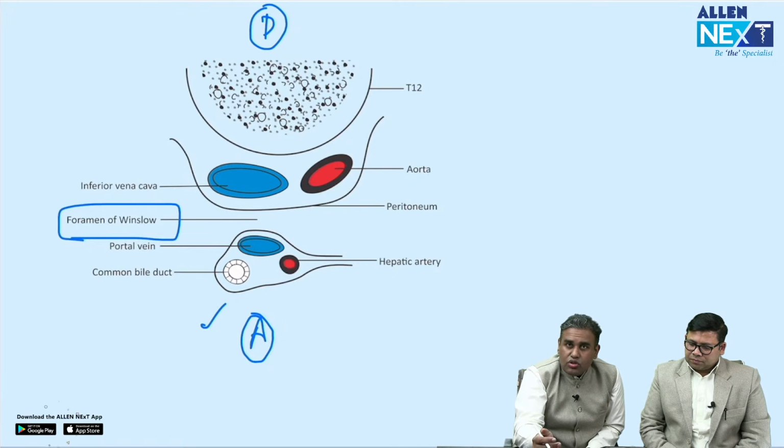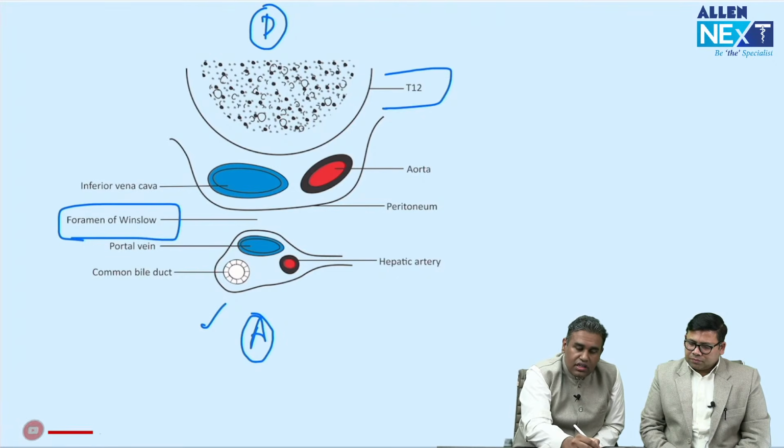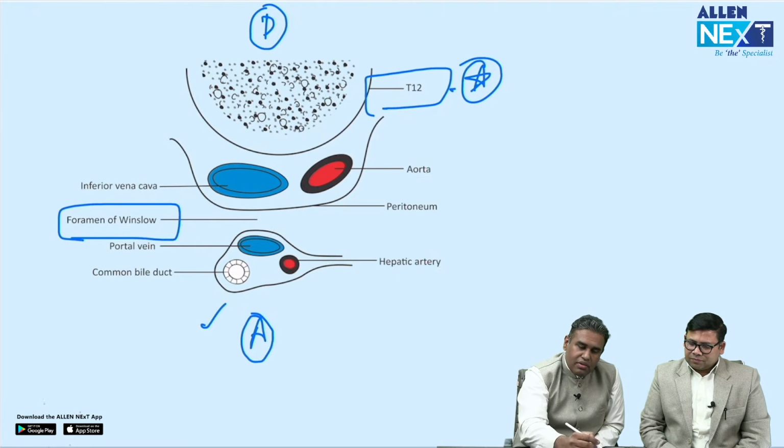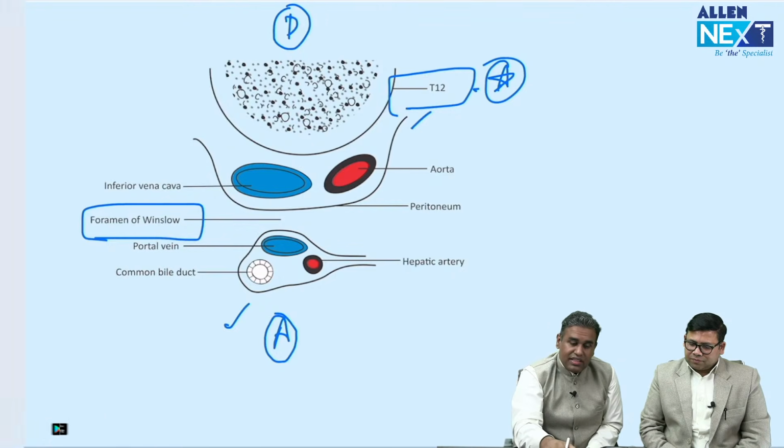But tomorrow they can ask you a new question, what is the vertebral level? Go with the T12. Because on the CT and all images, they may ask you, okay, at which vertebral level you will be able to see the Winslow. So remember, the vertebral level might also be asked. So that was the anatomical aspect.